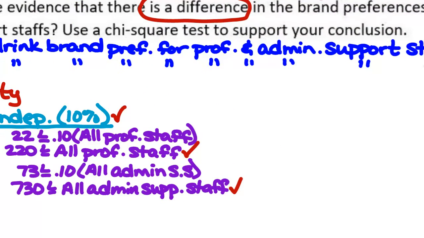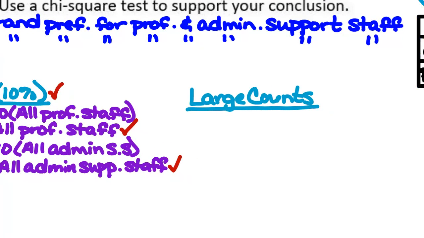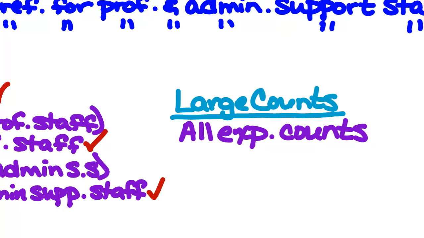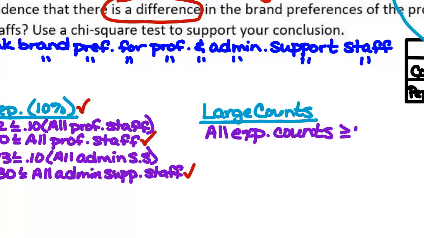And then we check our large counts. Are all of the expected counts 5 or larger? Yes. And I'm going to put a note here, see table.